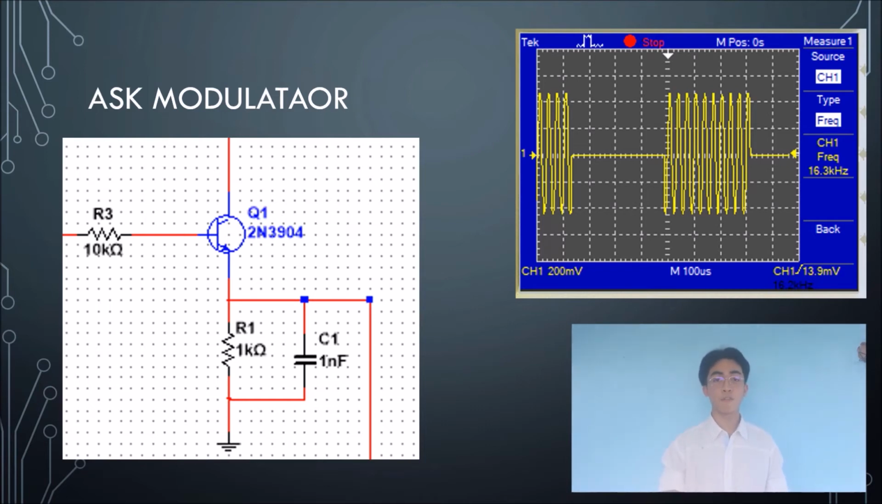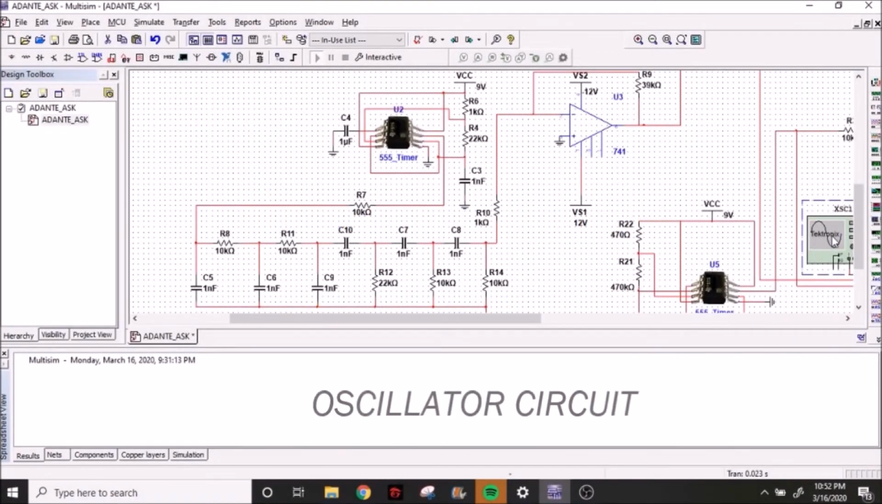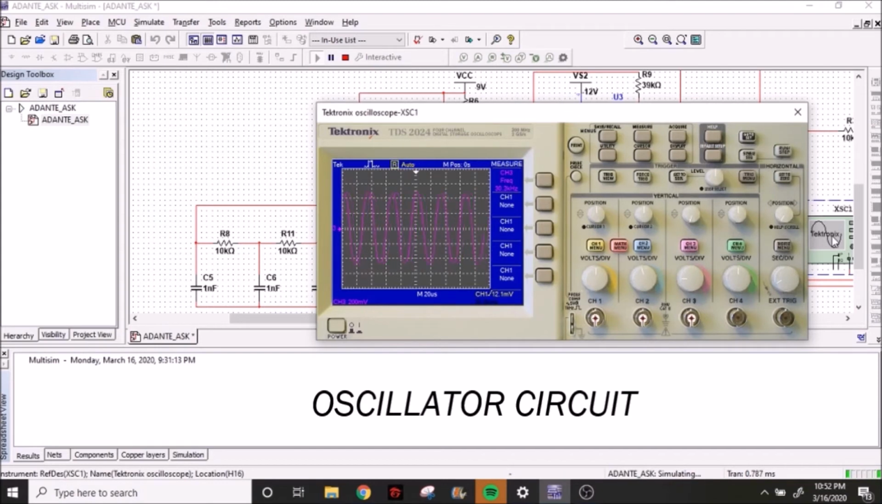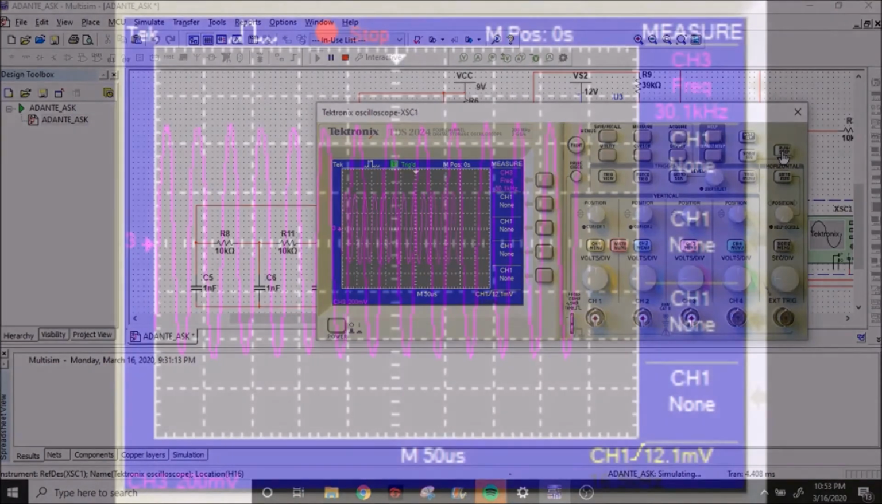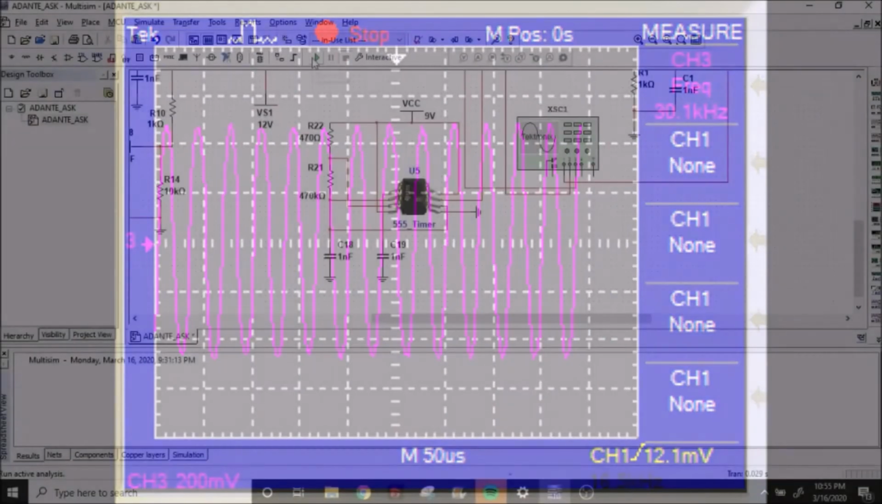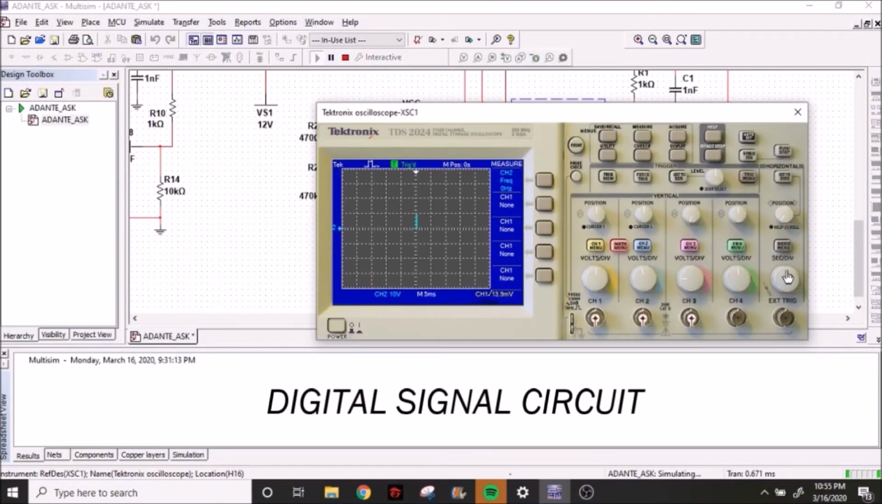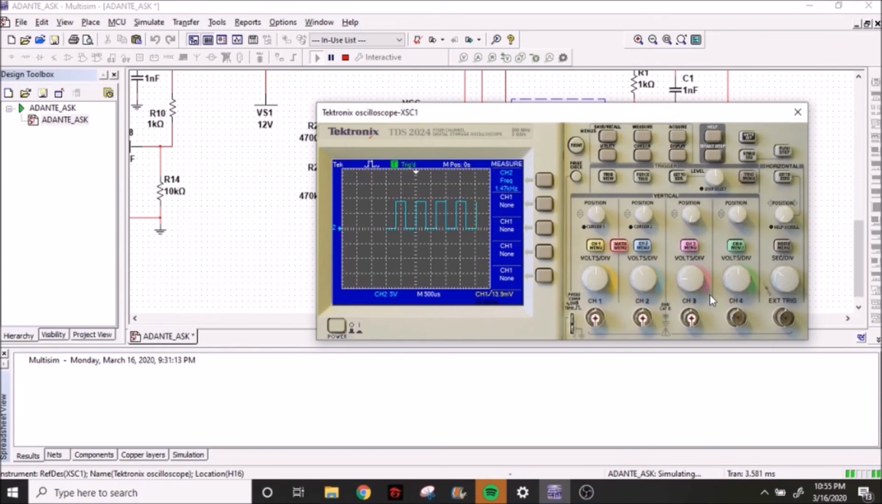The final output of my ASK circuit is this, which produces an ASK modulated signal. So this is my oscillator circuit with its result, a sine wave of approximately 30,000 Hz. Then, let's proceed to my digital signal circuit. It produces an alternating of binary signals of logic 1s and 0s.